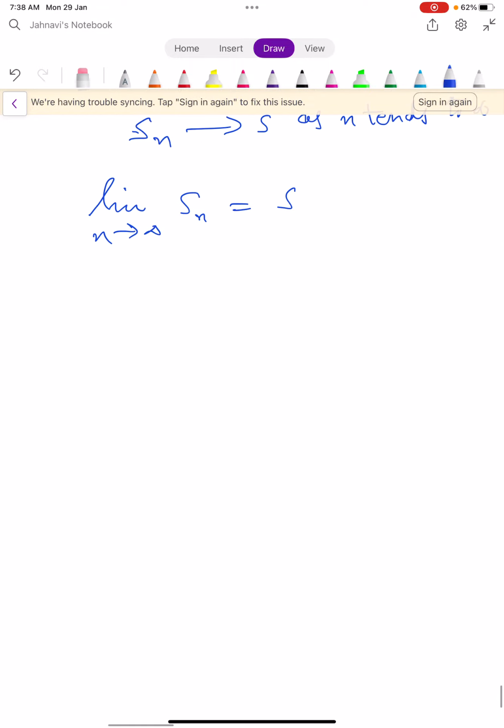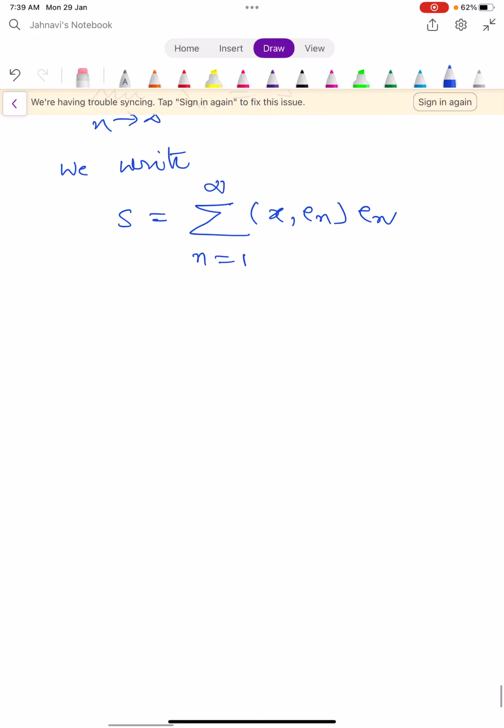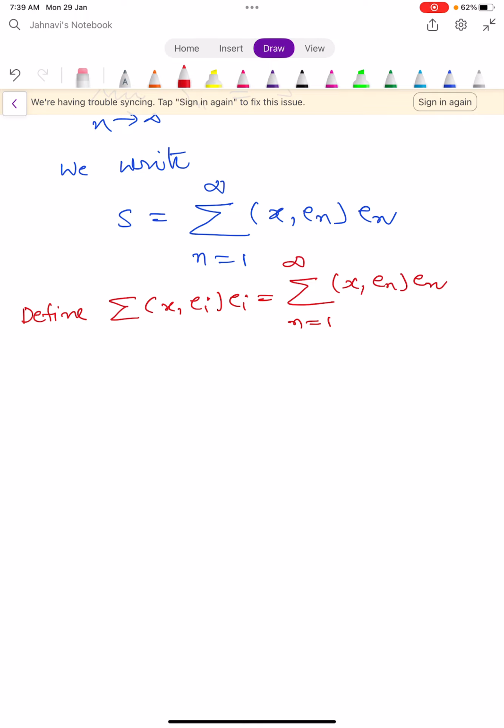So now we write it in the form S is equal to summation over n equals 1 to infinity of inner product x comma en into en, because S is the limit of the sequence Sn. Now we define summation of inner product of x comma ei into ei equals summation n equals 1 to infinity of inner product of x comma en into en.